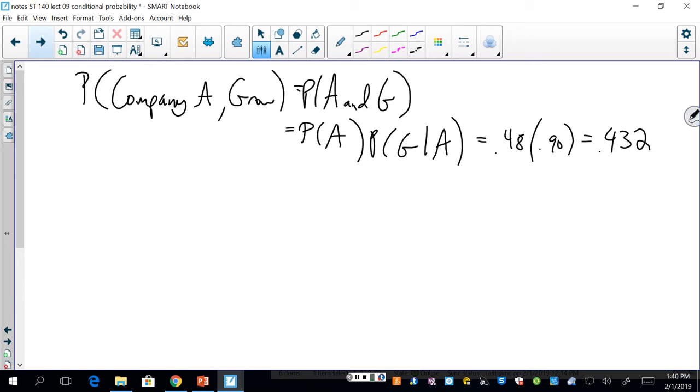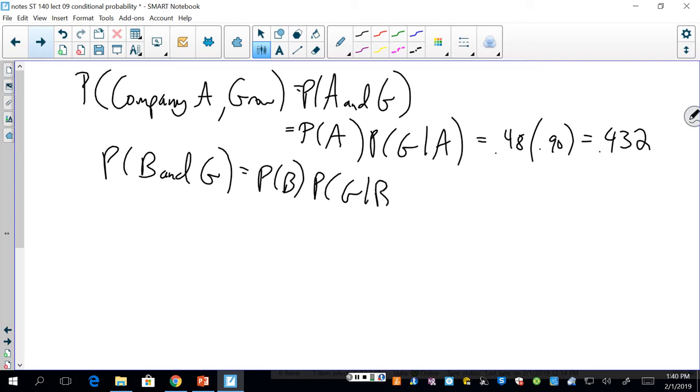You might have used the other companies. So what's the probability of B? We use company B and they're growing. We're going to do kind of the same thing. We're going to take the probability of B times the probability of growing for that company, and that'd be the fraction of the time that it's company B and growing together, both things. So this company is used 32% of the time, but only 30% of the time it's growing, so that's a smaller number.